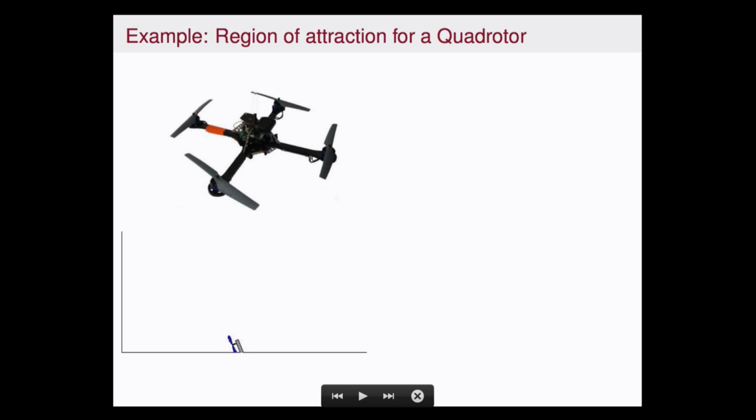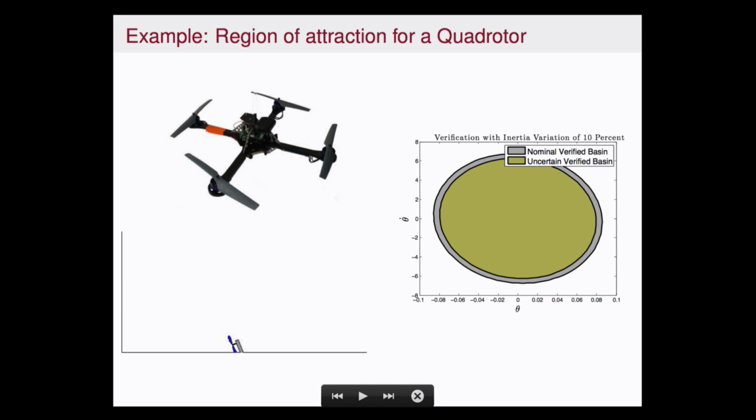That's probably asking me for permission to play the video. And you can come up, like in a heartbeat, with an inner approximation of the region of attraction for the quadrotor, the linear controller on the nonlinear system. And you'll do that in the problem set for one of them.